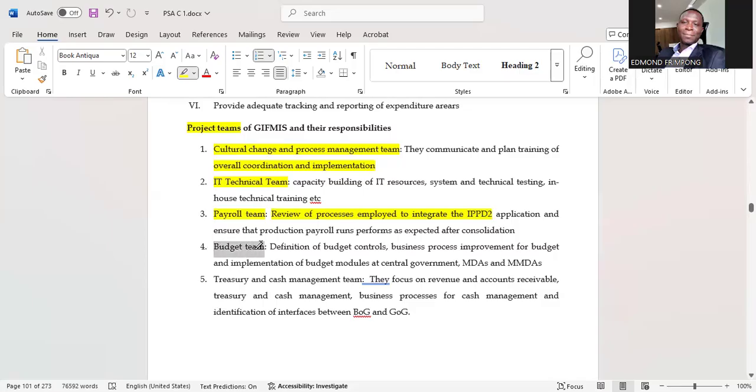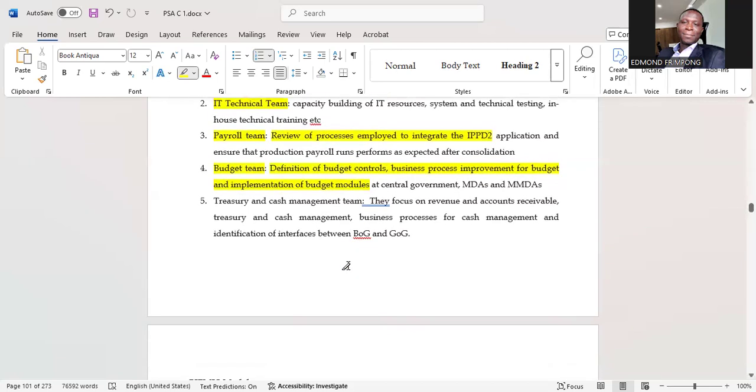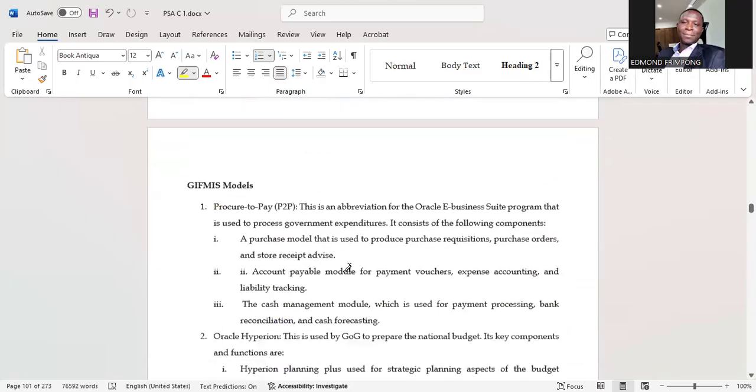Then we have the budget team. These people define budget controls, business processes, improvement, budget, and implementation of budget models at all MDAs and MMDAs. Then we have the Treasury and Cash Management team. They focus on revenue and accounts receivable, Treasury and Cash Management, business processes for cash management, and identification of interfaces between the BOG and the government of Ghana.